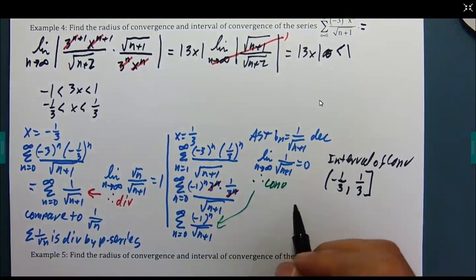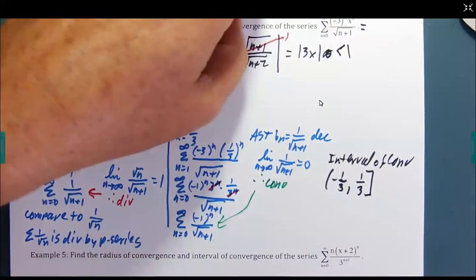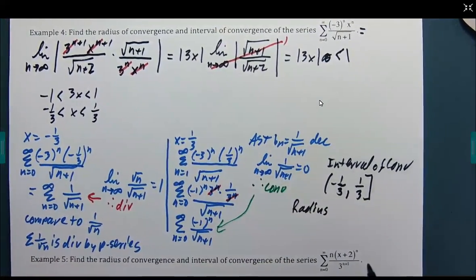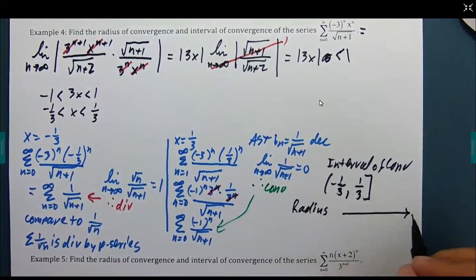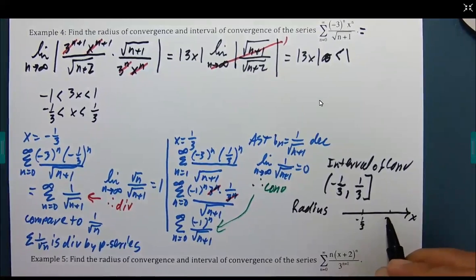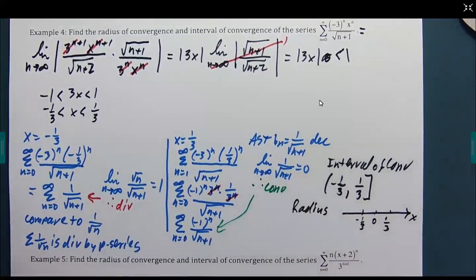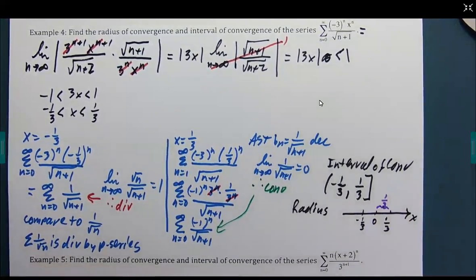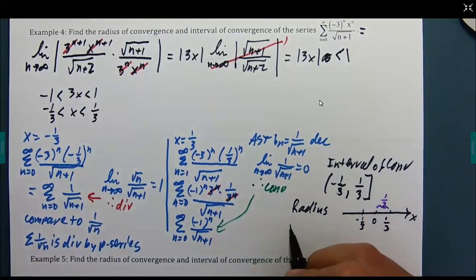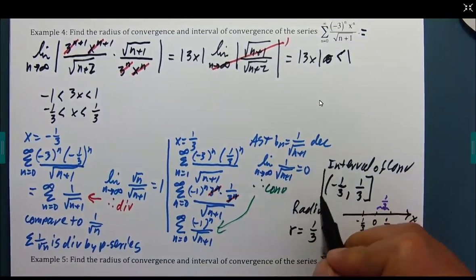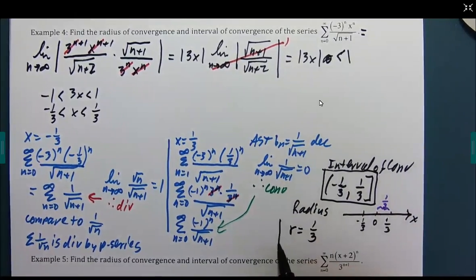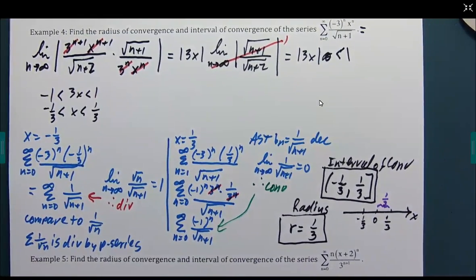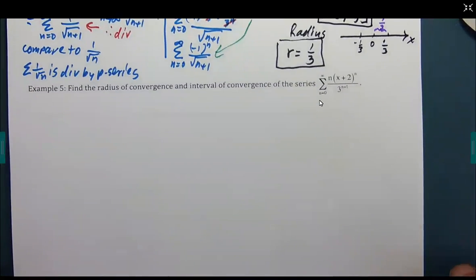And to be clear, this is centered at 0. And so the radius of convergence is a distance of 1/3 in both directions. So the radius of convergence is 1/3. There's our interval of convergence and our radius of convergence, which is what they were asking for. All right. Next up.